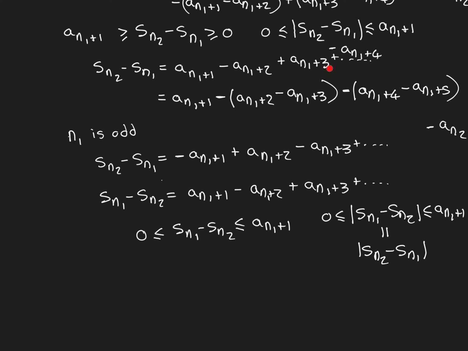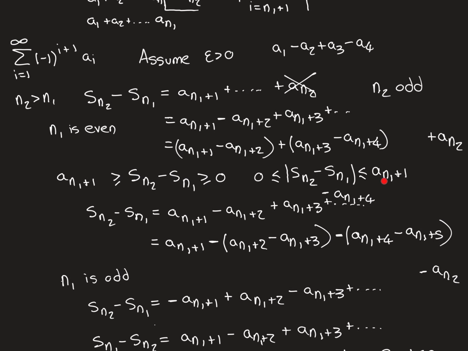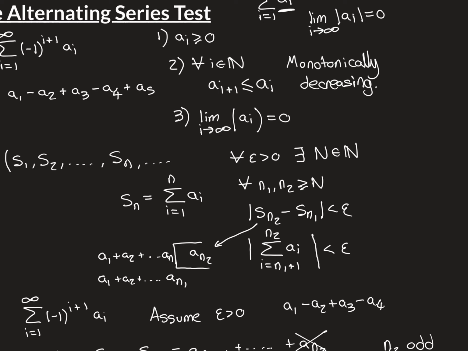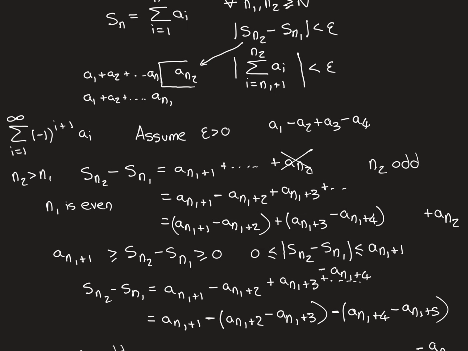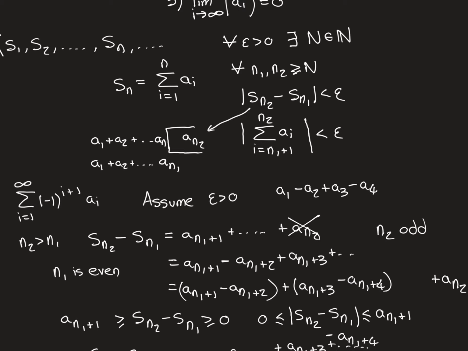So in that sum of terms that makes this difference. And given that we know that these terms are going to 0 by the third criterion of our alternating series test, together those things are going to allow us to say that this Cauchy criterion is fulfilled. So where are we going to continue? So we've assumed epsilon is greater than 0, and we now want to show that we can find a big N such that this is true.